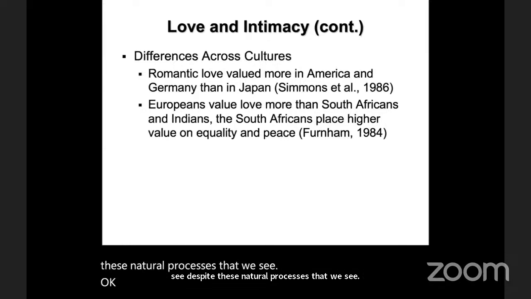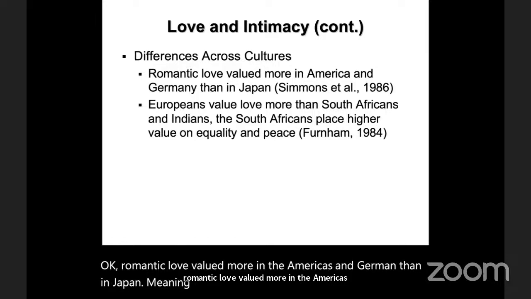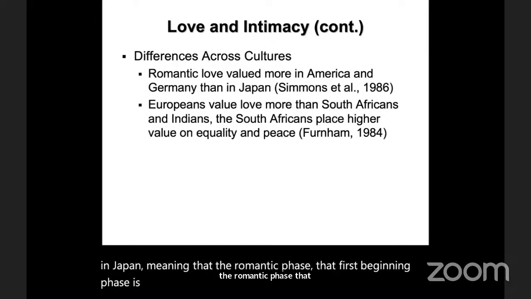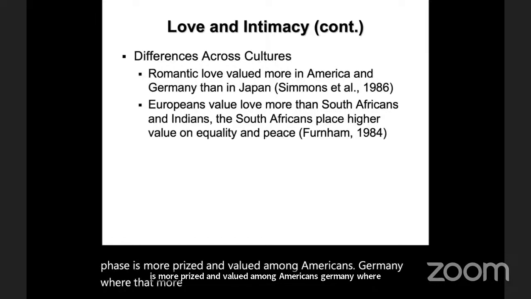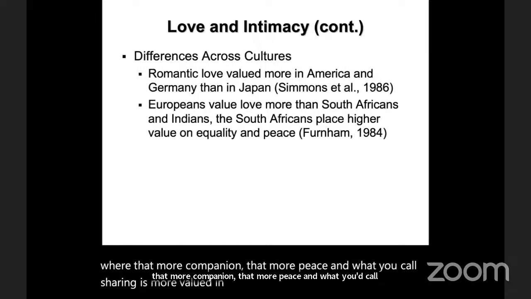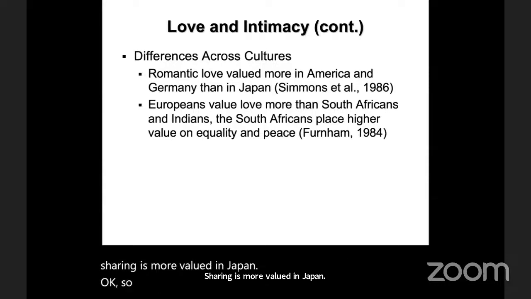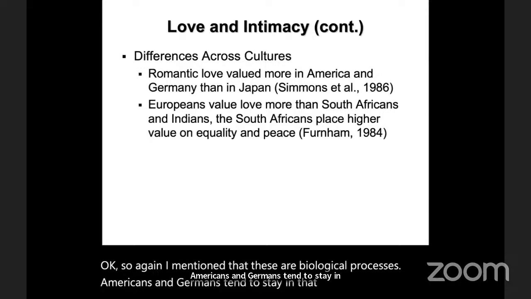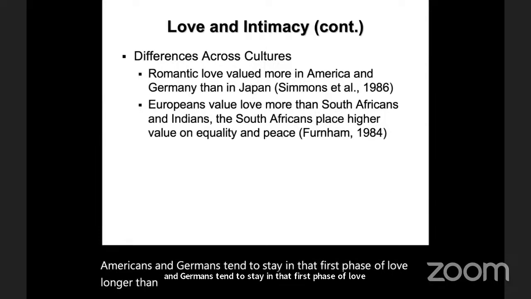Romantic love is valued more in the Americas and Germany than in Japan, meaning that the romantic phase, that first beginning phase, is more prized and valued among Americans and Germans, whereas in Japan the companionship, the peace, and what you'd call sharing is more valued. Okay. So again, I mentioned that these are biological processes. Americans and Germans tend to stay in that first phase of love longer than people in Japan.